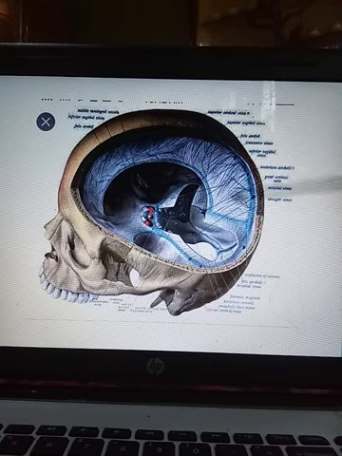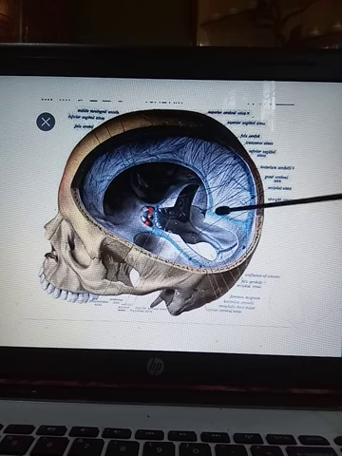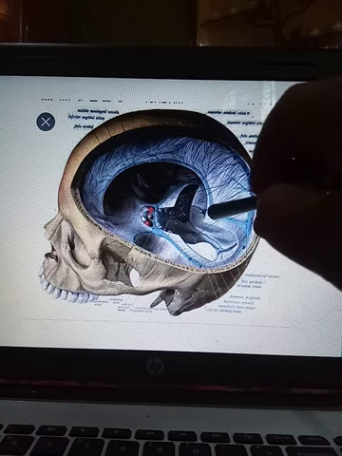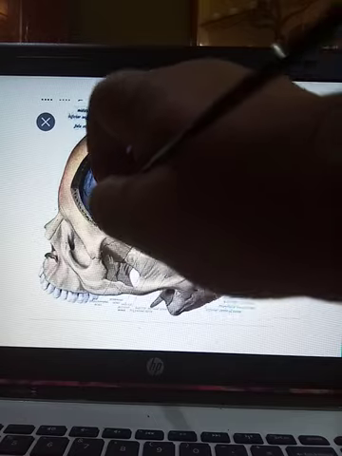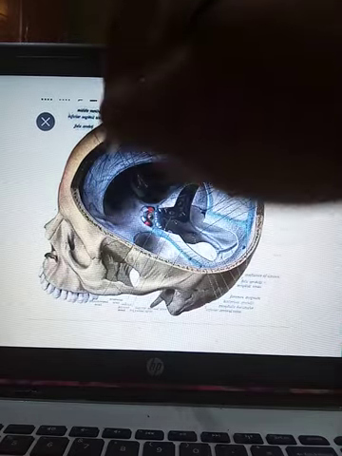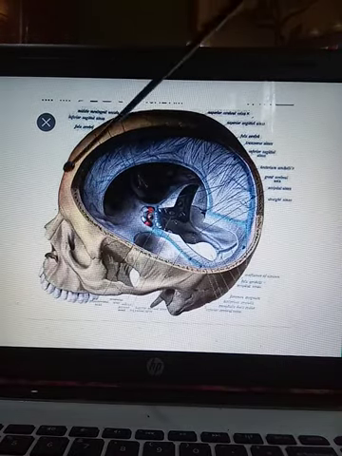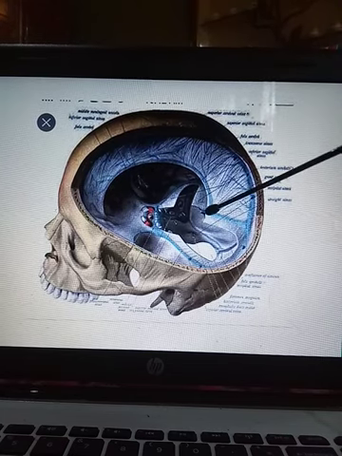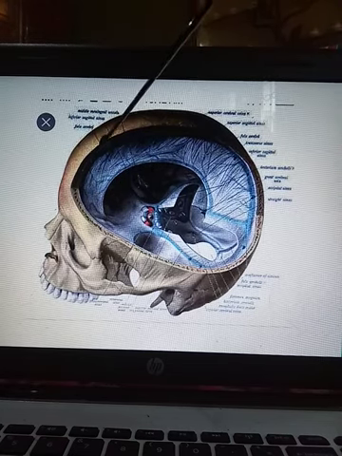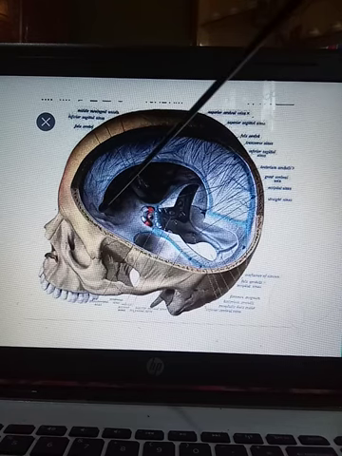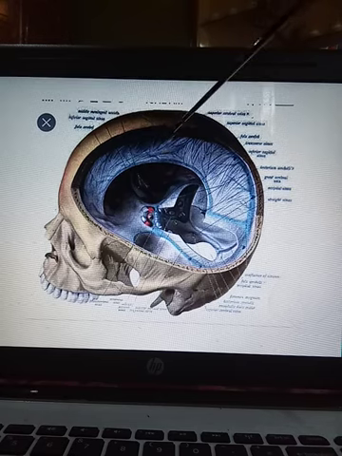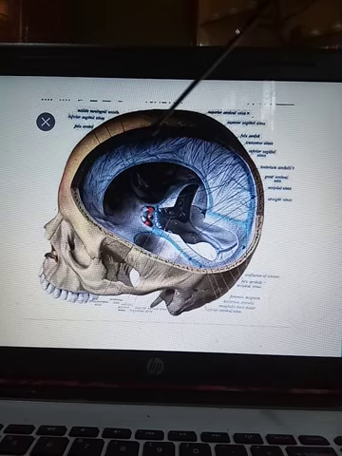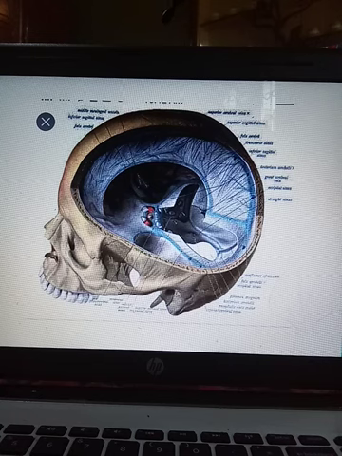Posteriorly, it has a base, and anteriorly, it has an apex. This is the apex, and this is the base. Superiorly, it has the superior border, and inferiorly, it has the inferior border. Two surfaces, one is this surface which is facing us, and other is on the other side.